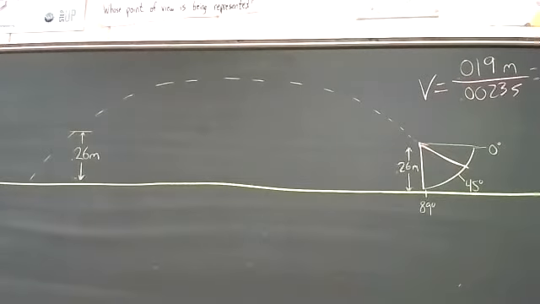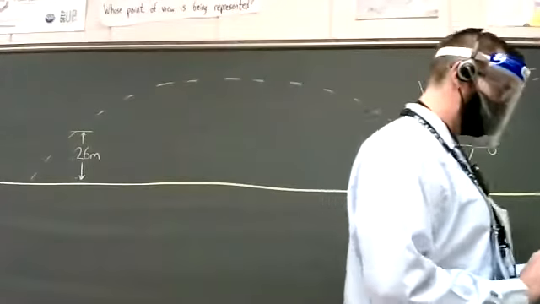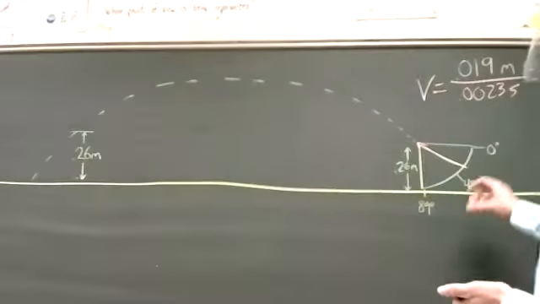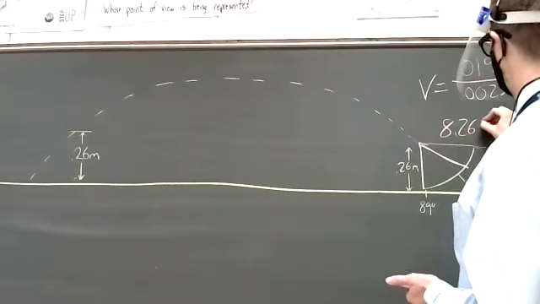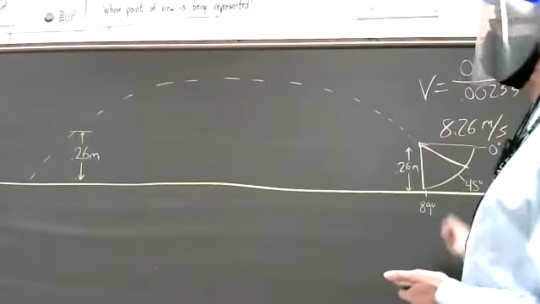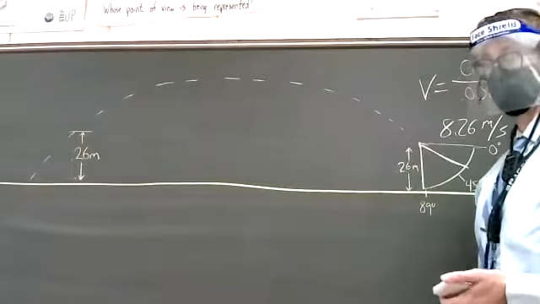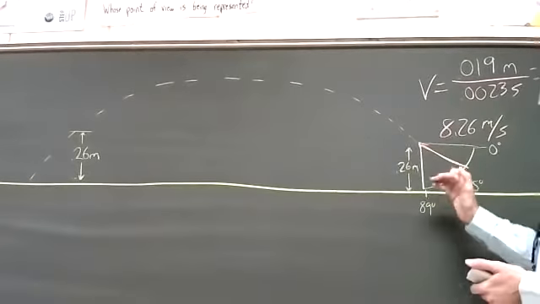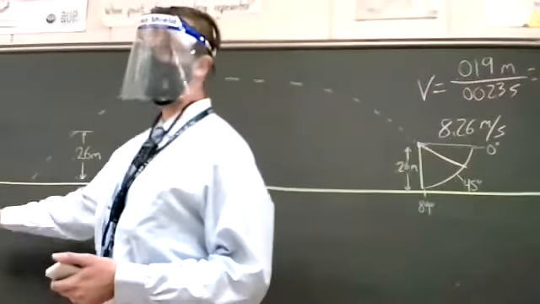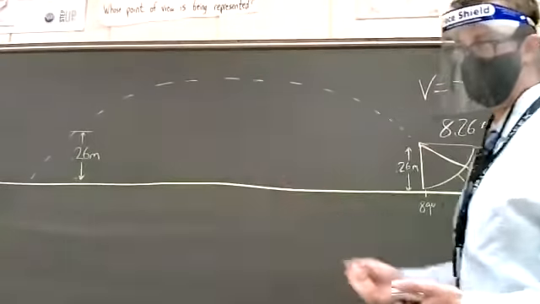So everybody with a calculator knows that 0.019 meters divided by 0.0023 seconds is 8.26 meters per second. That's how fast we can launch. All right, so if we launch something at 8.26 meters per second at some angle, how far away does it land? How high up does it go? Those are two questions we want to be able to answer.